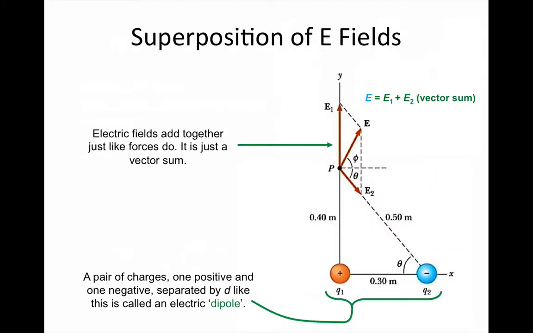If we have two charged objects, then they will both produce an electric field, and so we have to add the electric fields together. You can see here the field at a point P near a dipole, which is what we call two opposite charges near each other. The total field will be E1, which is the field due to Q1, plus E2, which is the field due to Q2, and they have to be added as vectors.